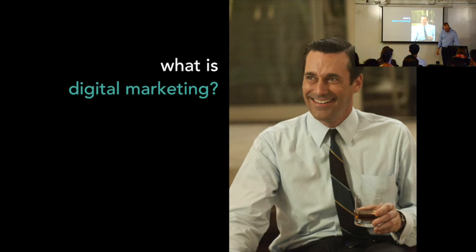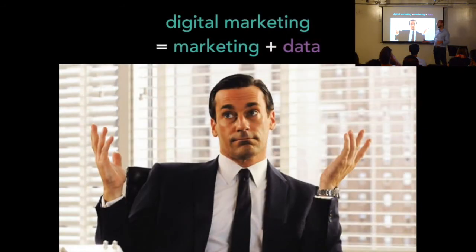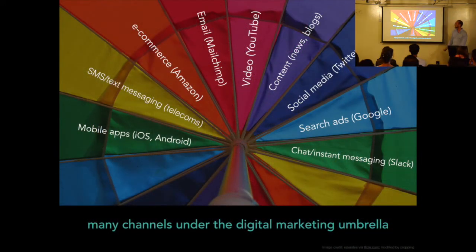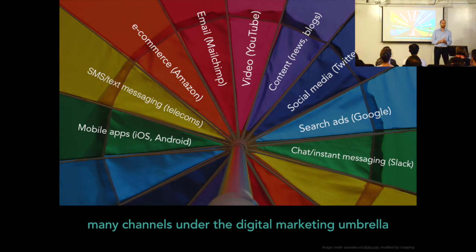Okay, so what's digital marketing? Digital marketing is what Don does plus data. The cool thing about this is we have data now, so we can do all kinds of neat things with that. Specifically, what are the different things that fall under the digital marketing umbrella? Mobile apps, this would be things like the app store where you see ads pop up. SMS and text messaging, I think this is particularly cool if we start talking about things like chatbots.